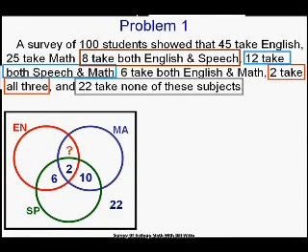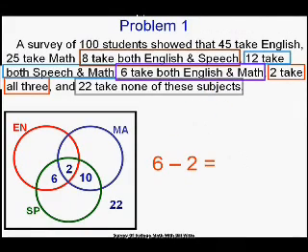Now that's somebody who's taken English and math, but not speech. Well, they told me 6 take both English and math, and once again, that 6 includes those 2 in the middle. So I'll have to subtract the 2, and I can get that number. Okay, what other numbers have I not used here?